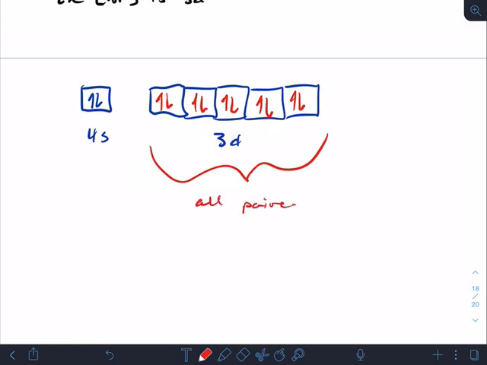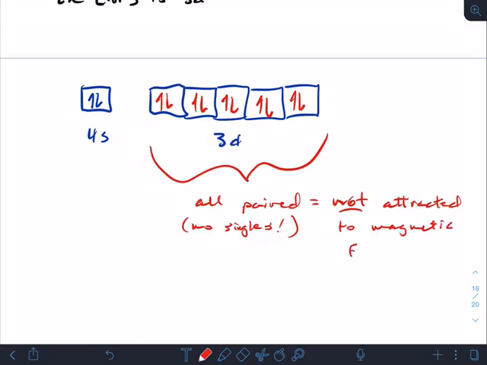These are all entirely paired. No single electrons by themselves. All paired means that it is not attracted to magnetic fields.